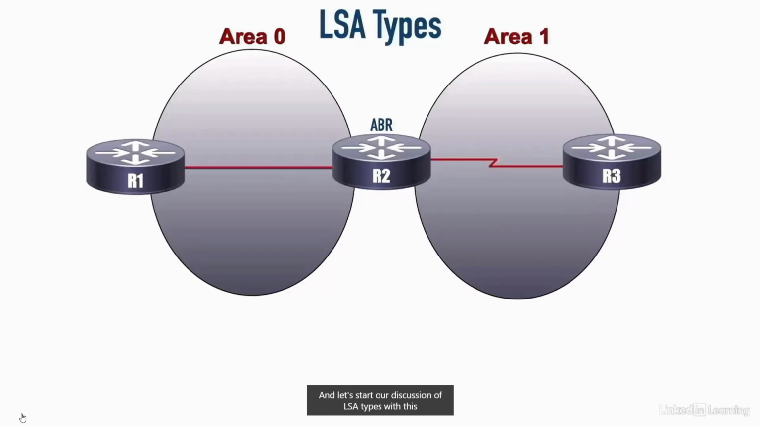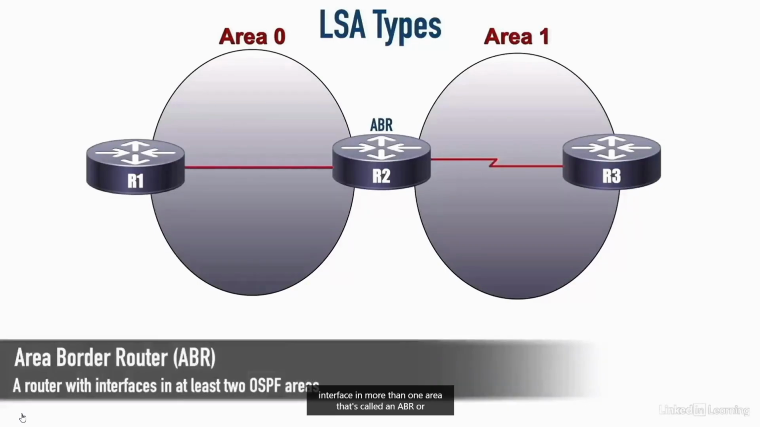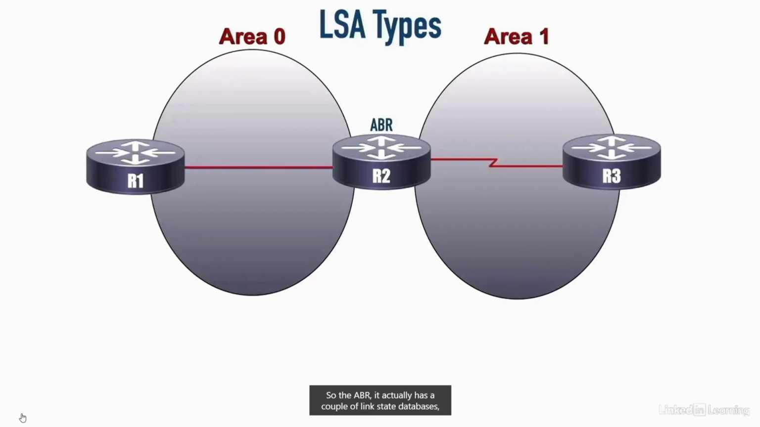Let's start our discussion of LSA types with this basic topology, and then we're going to build onto it a little bit. Here we've got a couple of OSPF areas, and we learned that the name that we give to a router that has an interface in more than one area is called an ABR, or an area border router. But within each area, Area 0 and Area 1 in this case, we have a link state database for each area. So the ABR actually has a couple of link state databases, one for Area 0 and one for Area 1. Let's talk about how LSAs are used to educate everybody in an area about the networks available in that area and in other areas.